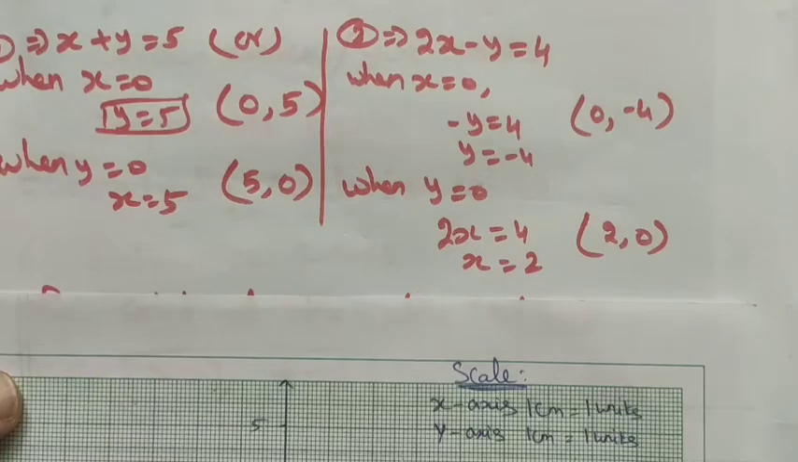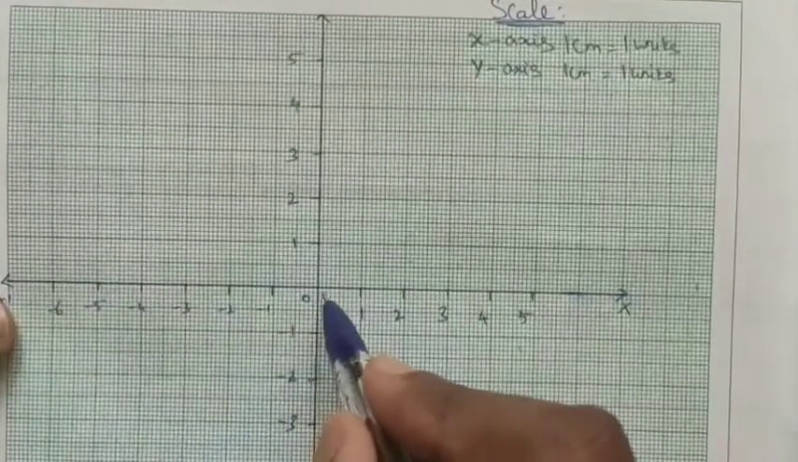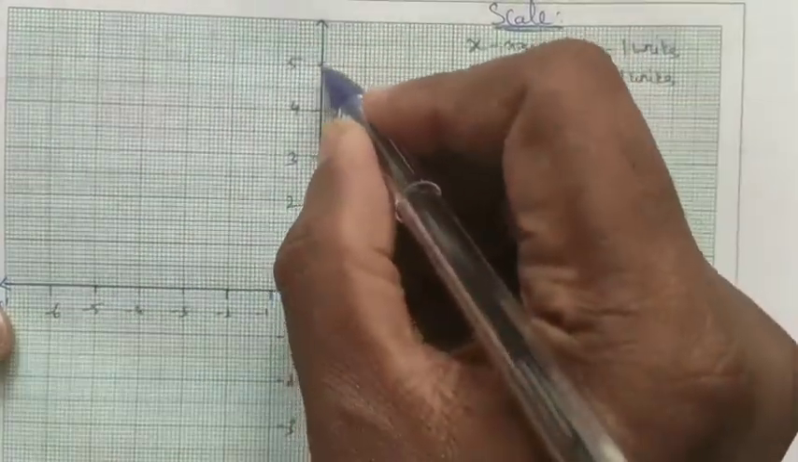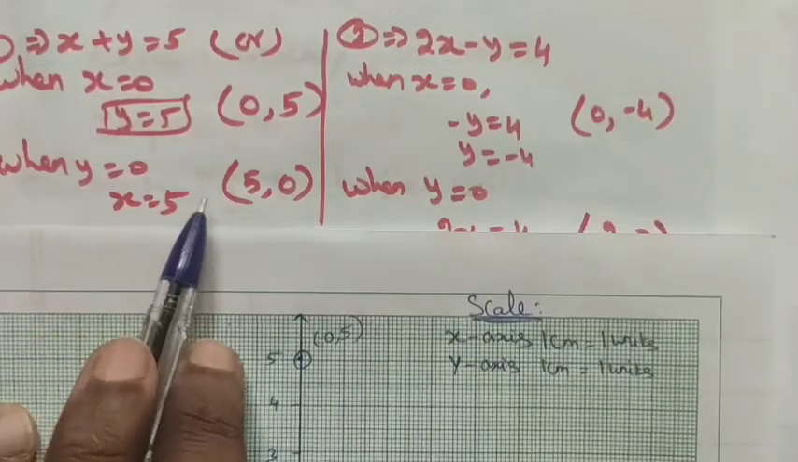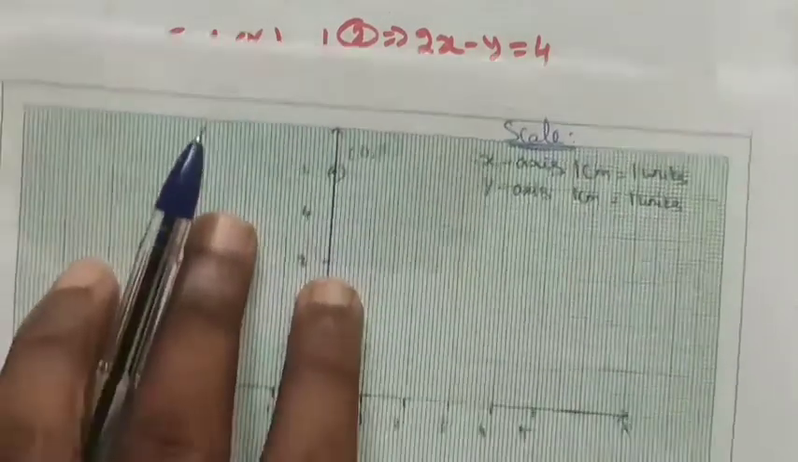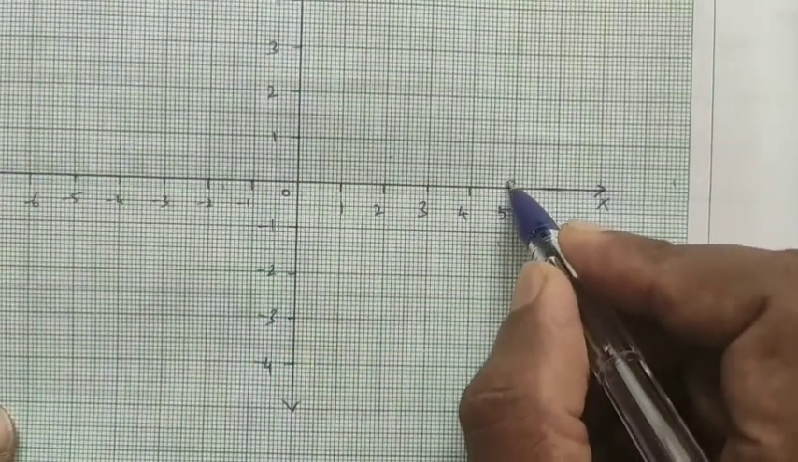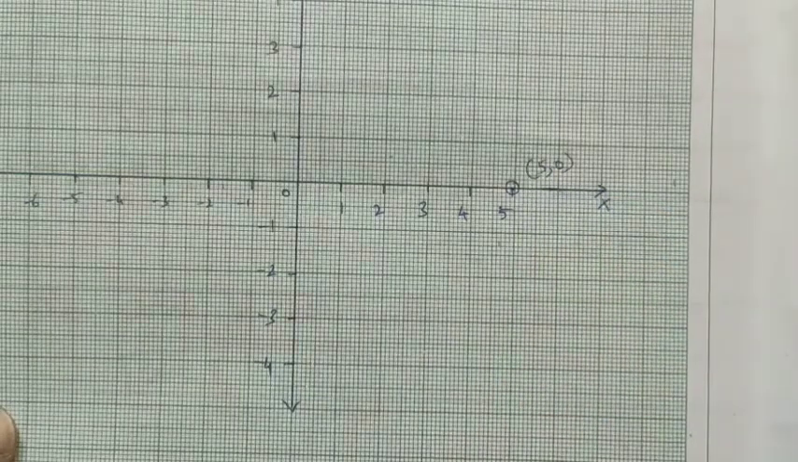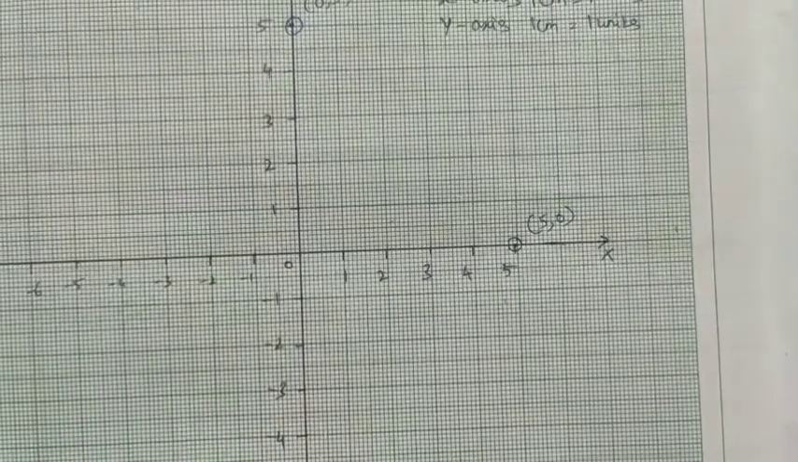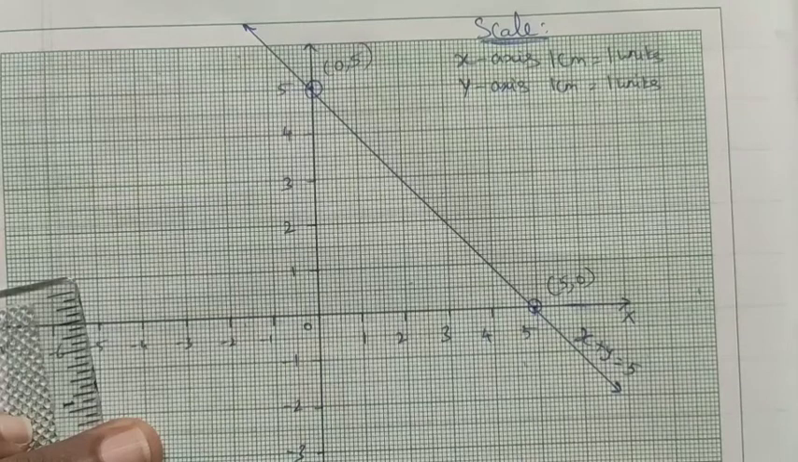Similarly, we check whether in this method also we get the same intersection point. The first point is 0 comma 5, this is the point. And then for the first equation, the second point is 5 comma 0, x-axis 5, y-axis 0, means the point lies on the x-axis. Now joining the 2 points we get the straight line. The equation of the line is x plus y is equal to 5.